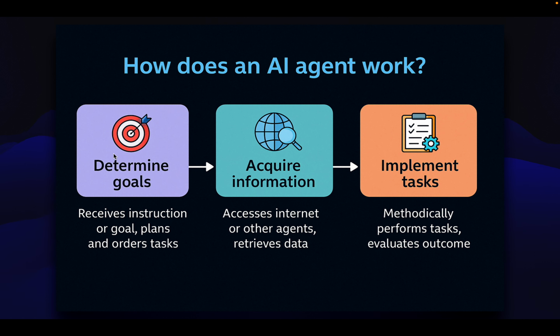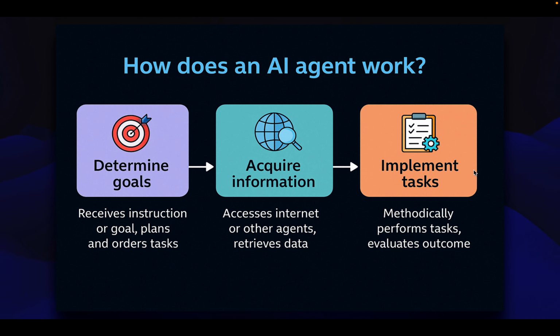The second step is to acquire information. Once the goal is clear, the agent goes out and gathers information. This could mean searching the internet, accessing a database, or even communicating with other AI agents to collect what it needs. It might be looking for knowledge, real-time data, logs, or even user input. Before taking action, the agent makes sure it has enough context to make smarter decisions.